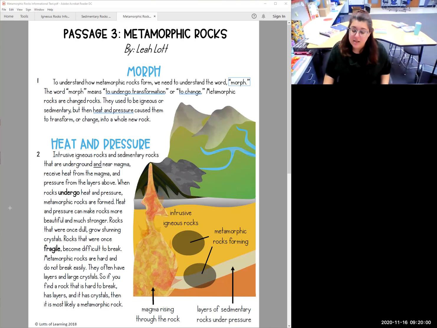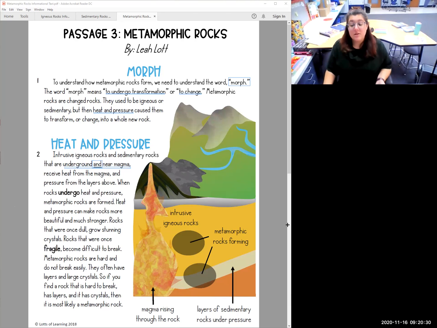So if you find a rock that is hard to break, has layers, and it has crystals, then it is most likely a metamorphic rock. All right, so we learned what happens when heat and pressure are applied to intrusive igneous rocks and sedimentary rocks. So this is happening to rocks that are underground and near magma.